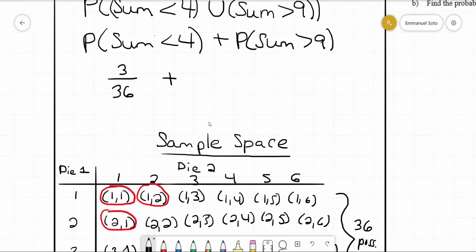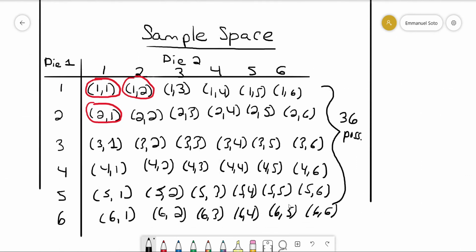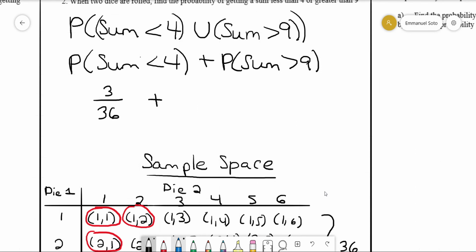Okay, now we're going to do the sum greater than 9. So we're going to do that in blue. So greater than 9 would be, for example, 3 and 6. Oh, I'm sorry, that's not greater than 9. That's 9. We want like 10 or something. So like 4 and 6, 5 and 5, 5 and 6, 6 and 5, 6 and 6, 6 and 4, because that's 10. So it looks like we have 6 possibilities for greater than 9. So 6 out of 36, then we add them together, 9 out of 36, which is 1 out of 4.